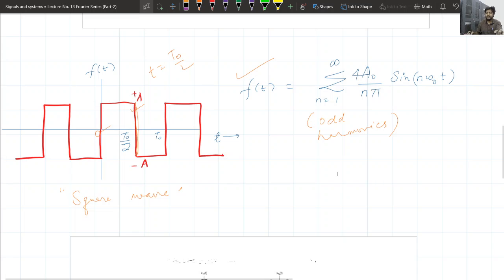Now, one thing to notice here is that although this signal is discontinuous at these points, see, this square wave has discontinuities at t naught by 2, t naught, and then 3 t naught by 2, and so on. Similarly at 0 and minus t naught by 2.